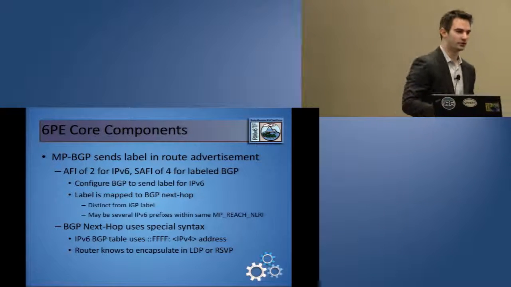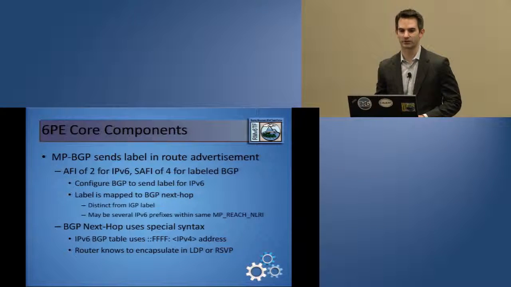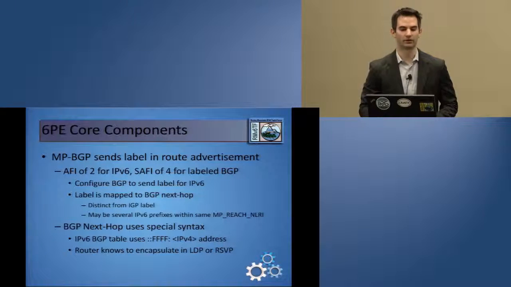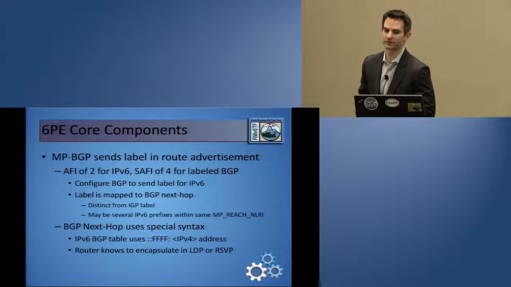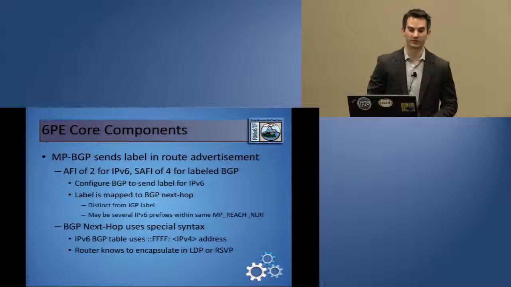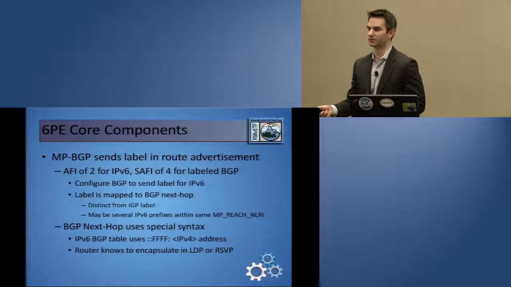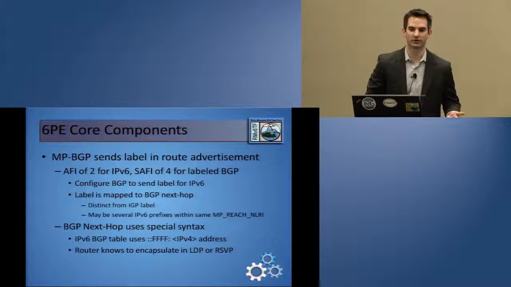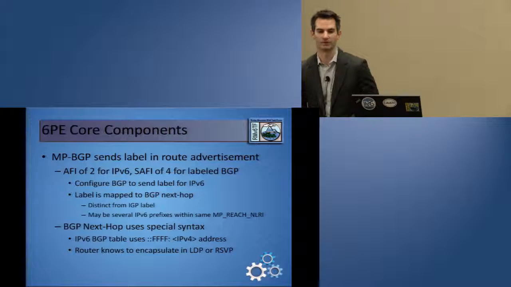So here are the core components of 6PE that tie into what I just discussed. One thing is you have the address family identifier of 2. That's pretty easy to remember, 1 for IPv4 and then 2 for IPv6. And in this case for 6PE, you have the SAFI, the subsequent address family identifier, of 4, which basically means labeled BGP. And this isn't unique to IPv6 at all. If you had the AFI of 1, you could still have a SAFI of 4, and that simply just means it's carrying labeled information.